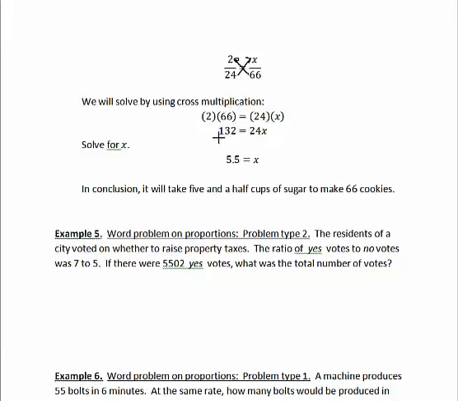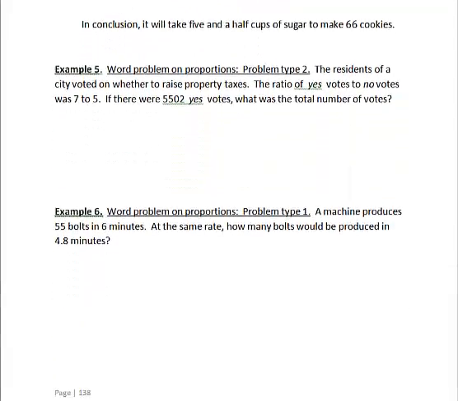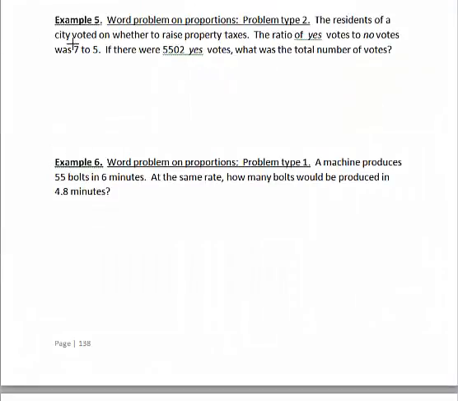2 times 66 gives us 132, and with a 24x on the right, we divide both sides by 24 to get the x by itself, and x ends up equaling 5.5 cups of sugar. So that makes sense because we wanted to make more cookies, so we had to use more than 2 cups of sugar. So to make 66 cookies, it'll take 5.5 cups of sugar.